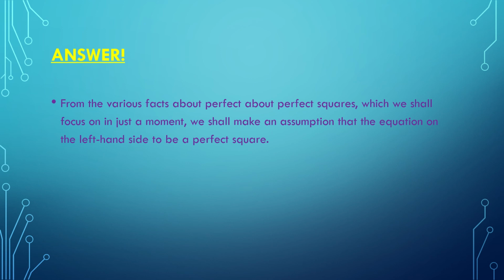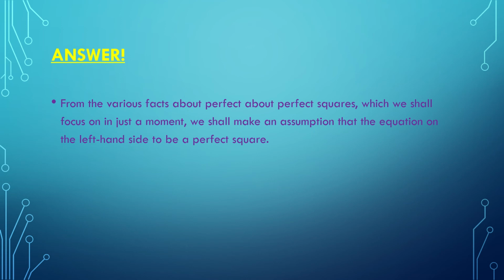Now, from the various facts about perfect squares, which we shall look at just in a moment, we shall make an assumption that the equation on the left-hand side is a perfect square. The equation on the left-hand side, which was basically x squared plus b over a x plus k. That equation, we shall make an assumption, which we are allowed as scientists and also mathematicians to do. We shall make an assumption that it's a perfect square.